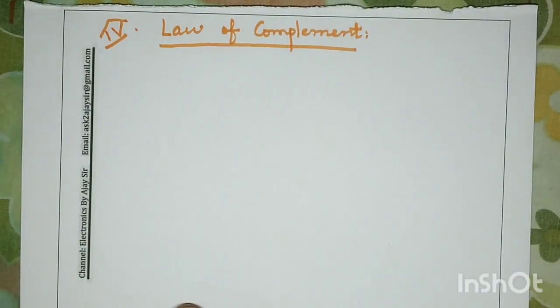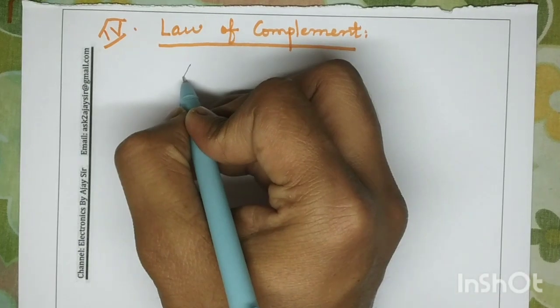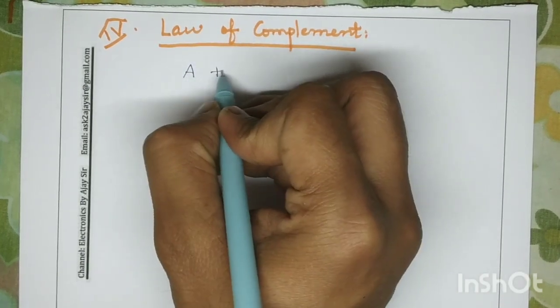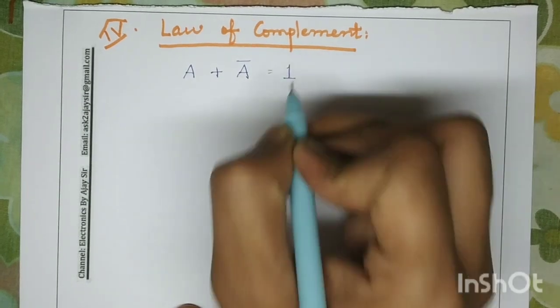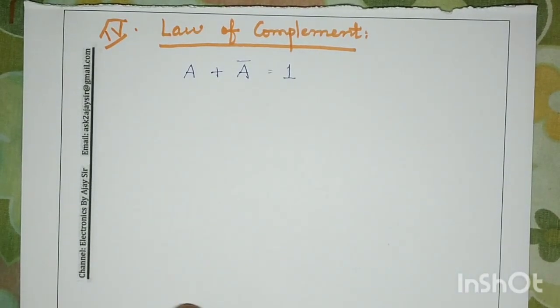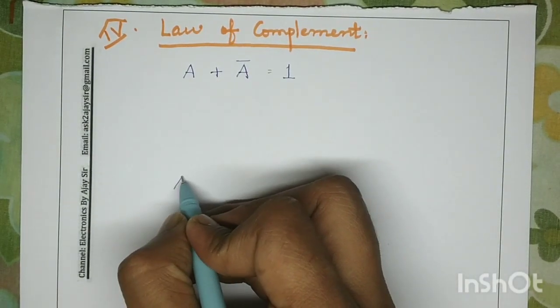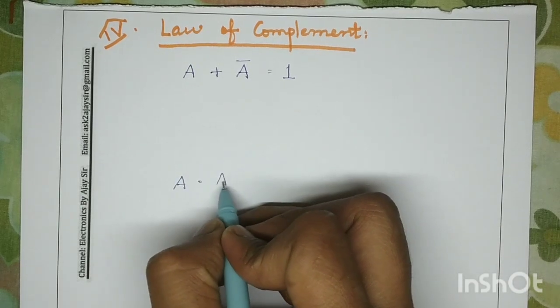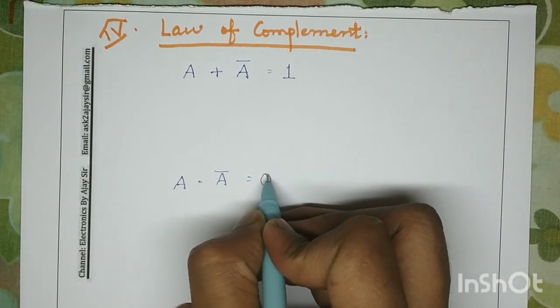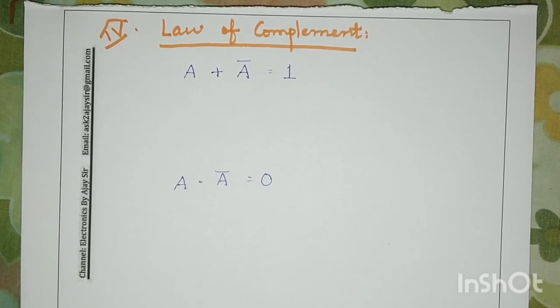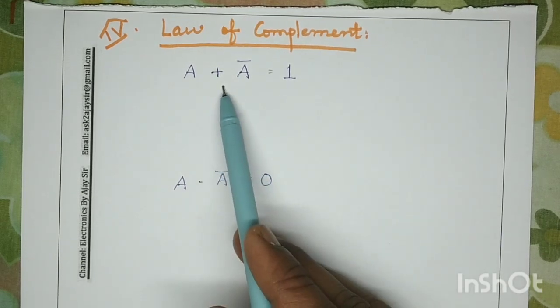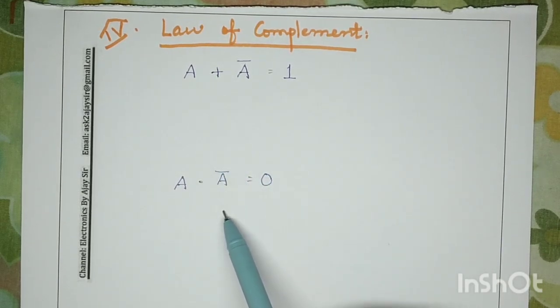In law of complement we have two laws. A plus A bar is equals to 1. The second law, it is A dot A bar is equals to 0. Next, similarly we will try the circuit level implementation of this equation and the circuit level implementation of this equation.